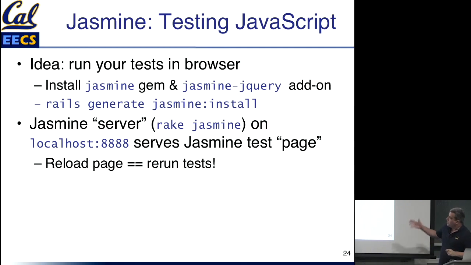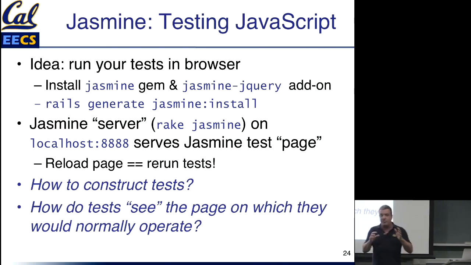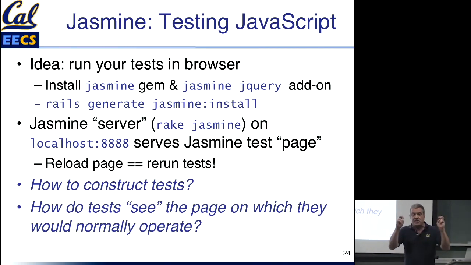So the question is, in this context, how do you actually write your tests? And in particular, the tests have to be running so that they see the same kind of page as when they'd be running in real life. Right? If you're testing the little checkbox behavior, then that test has to believe that it's actually on a page where all those checkboxes exist. Otherwise, the test can't do anything. So the key idea that I want you to get about Jasmine, or really any testing framework that is useful for JavaScript, is how does it do that?